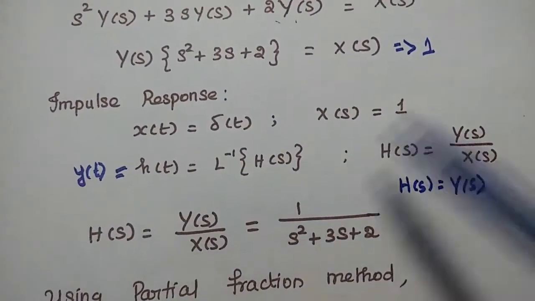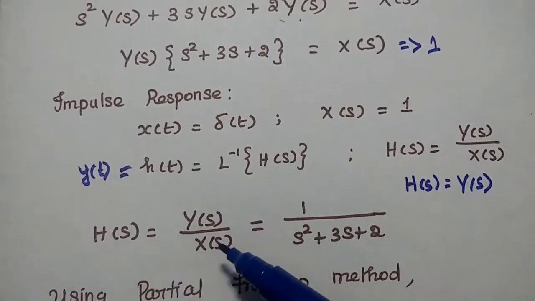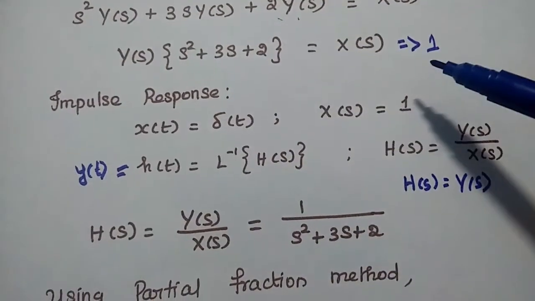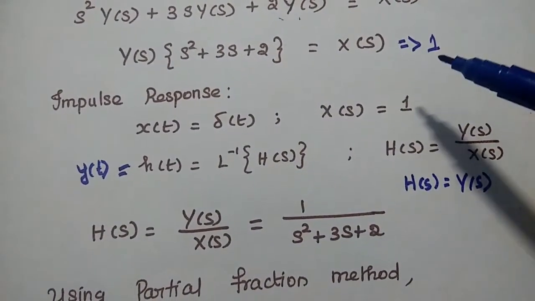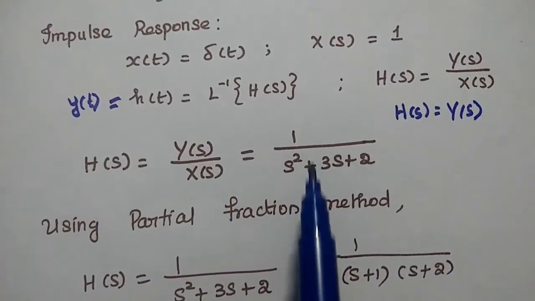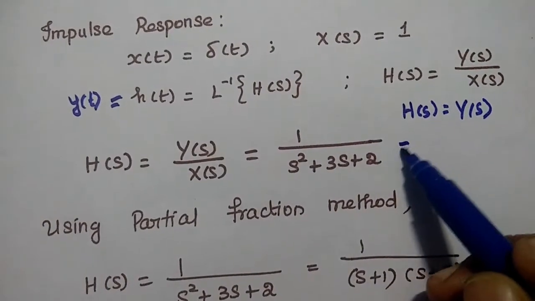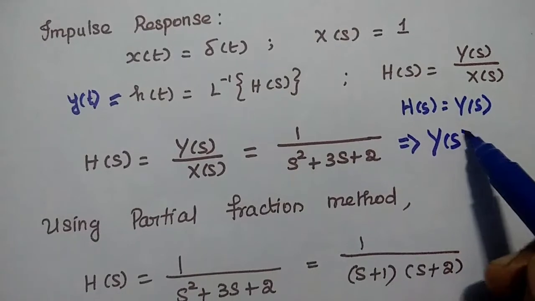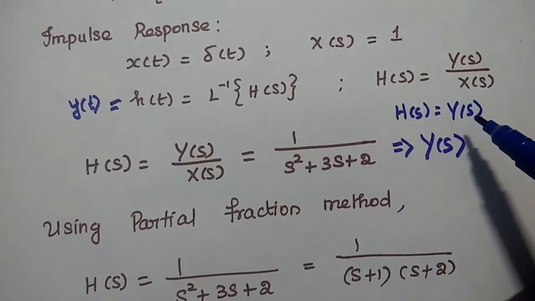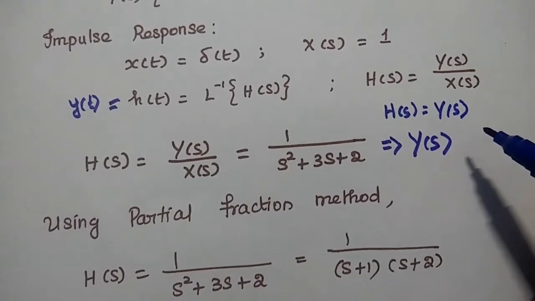Next step: X of s equal to 1 means H of s is equal to Y of s by X of s. We can move this expression to the right hand side, in the denominator. So H of s is equal to 1 divided by s squared plus 3s plus 2, which is also equal to Y of s. Both are the same. Remember this: H of s is always equal to Y of s when the input signal is an impulse signal.